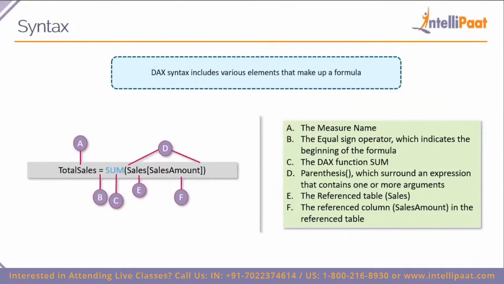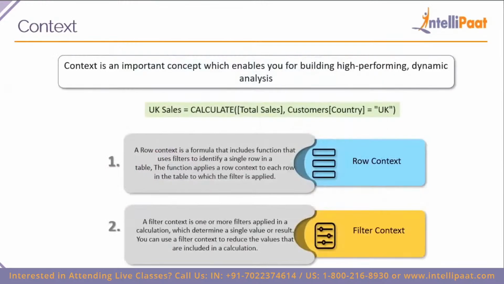Now we have understood the syntax part of DAX. Let's get to the next one, which is the context. It is an important concept in writing any DAX expression, which is going to enable you to build high performance and dynamic analysis. The context in DAX is of two types, row context and filter context. First, we'll see what row context is. The row context is the most commonly used one, and it is a simple one also. We will be using this in many of the expressions we write in our data model.